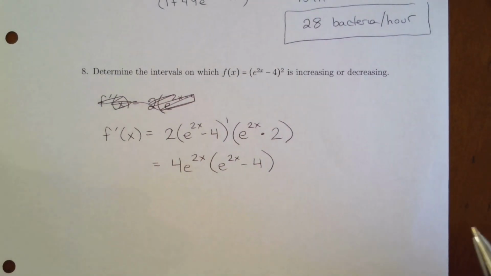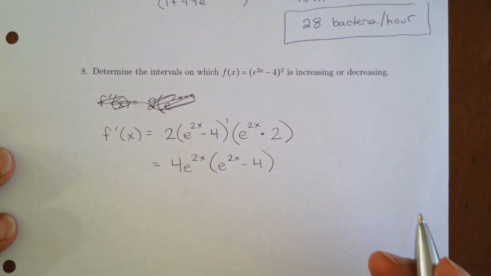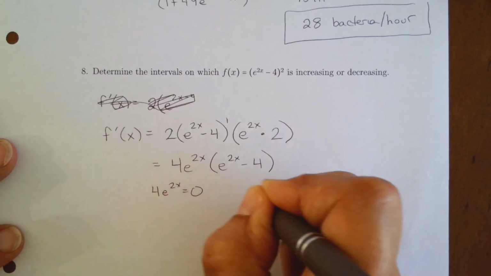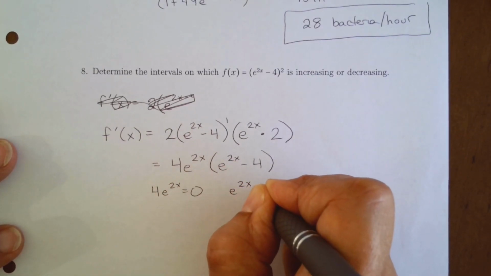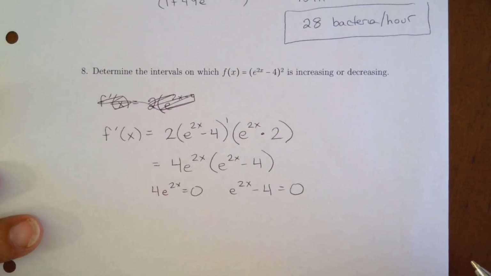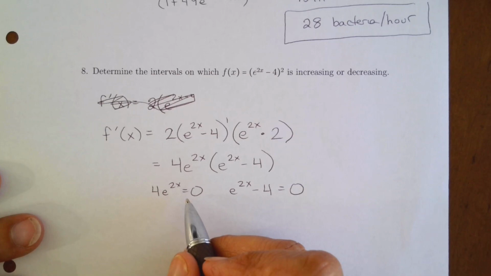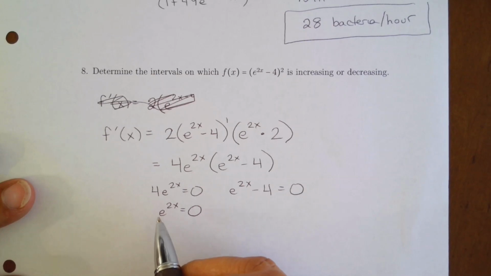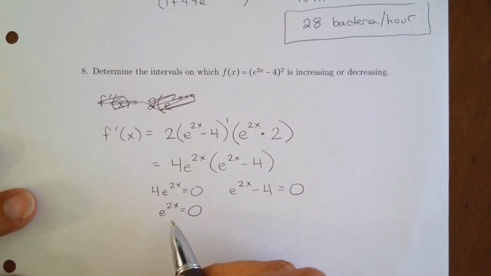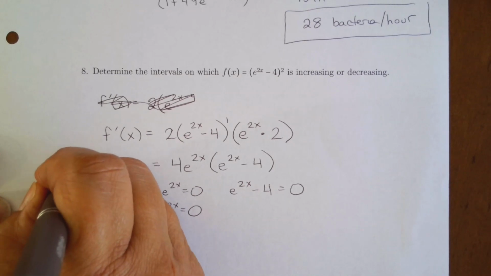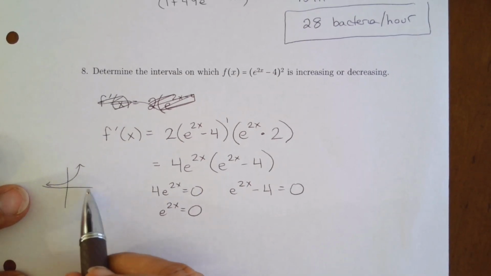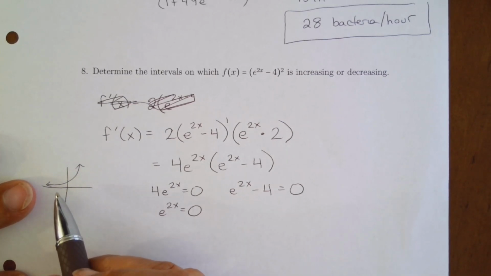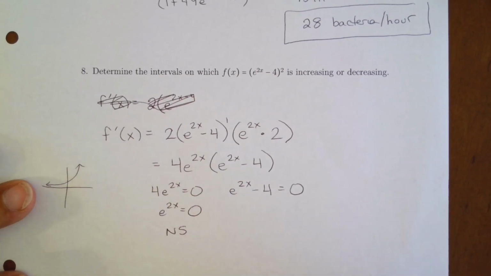To find my critical numbers, I set each factor equal to 0 and solve. So I have to set 4e to the 2x equal to 0, and I have to set e to the 2x minus 4 equal to 0. Now on this side, I'm not going to get a critical number, because if you divide both sides by 4, 0 divided by 4 is still 0, and e can never equal 0. If you remember exponential functions, e to the anything is always above the x-axis. So there is no point where it's going to equal 0. Okay, so this one does not have a solution.